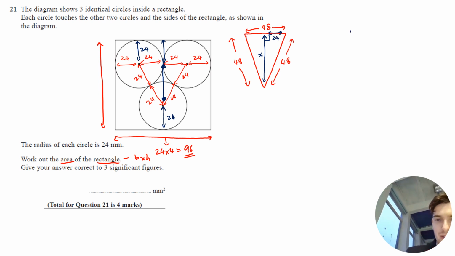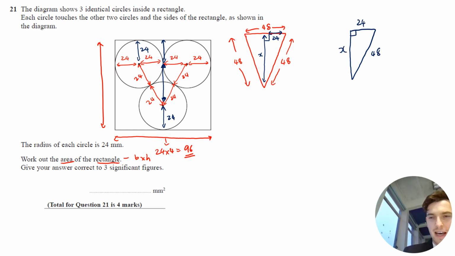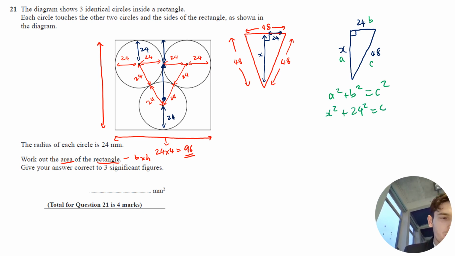So let's draw out this triangle that I've made for myself. So 24, 48, and x. And I think to find x, I can use Pythagoras' theorem. a squared plus b squared equals c squared. x squared plus 24 squared equals 48 squared.